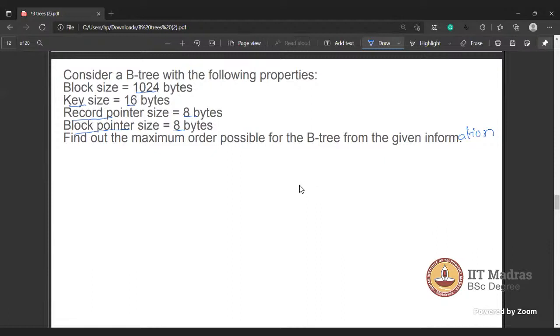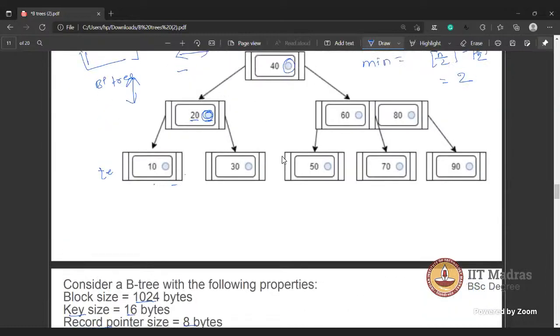Anyone want to explain how to solve these types of problems? Here, block size means disk block size in the disk space. No, block size means this block size. Only one block size. This block size.